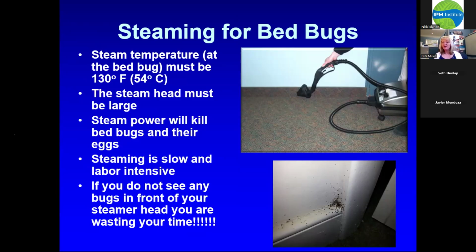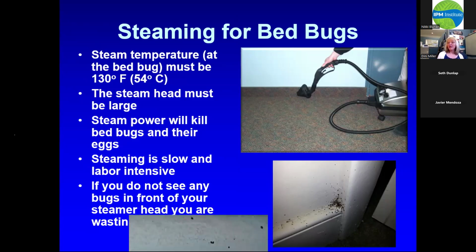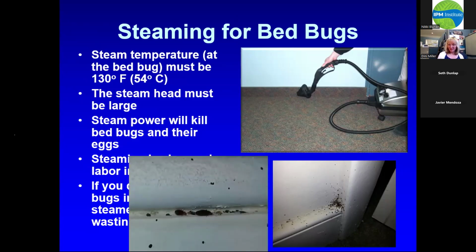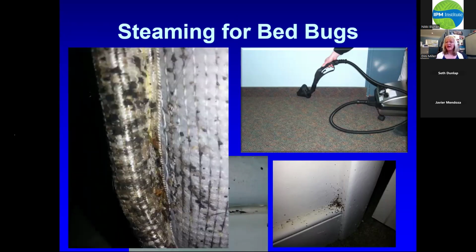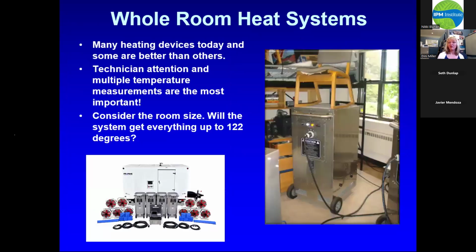And keep in mind, if there isn't any bed bugs that you can see in front of the steamer, you're not really steaming anything, but it's good for using for carpet and collections of bed bugs that might get in baseboards and things like that, and especially on furniture. If you see the bed bugs there in this picture and bed bug eggs, then the steaming will kill all of those. Whole home heat systems.